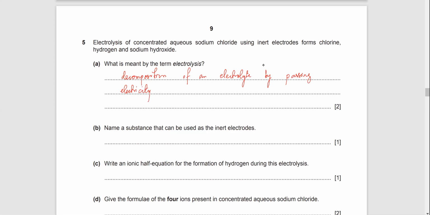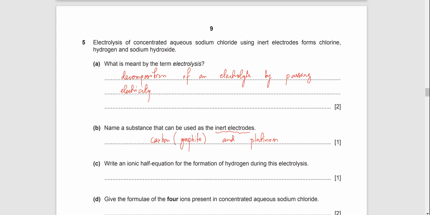Name a substance that could be used as the inert electrodes. Any idea? Inert electrodes. Give me two substances. Platinum and carbon. Okay, so it's carbon, which is basically graphite, not the other carbon, which is diamond. And the other one is platinum, which can also be used, but platinum is more expensive.